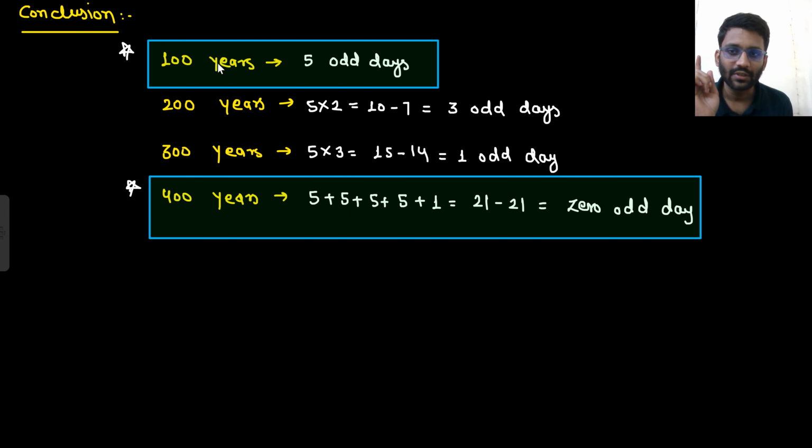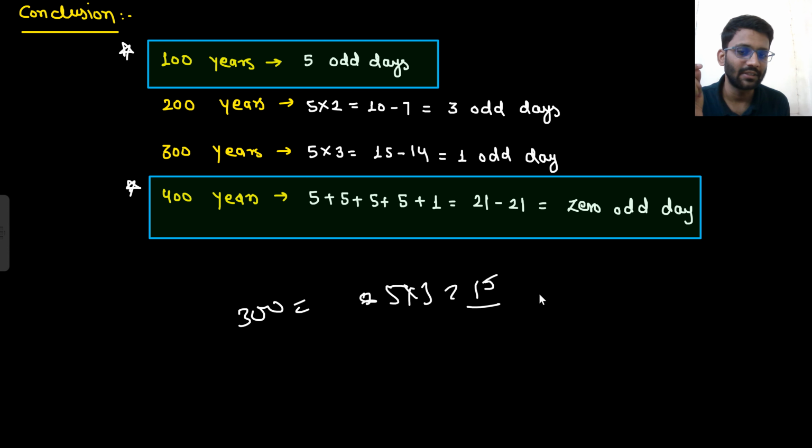Why it will be clear? Because in 100 years, there are 5 odd days. You remember that. So, in 300 years, how many odd days will be there? 5 into 3, that means 15. 15 means 2 weeks plus 1 odd day. So, 1 odd day will be there.